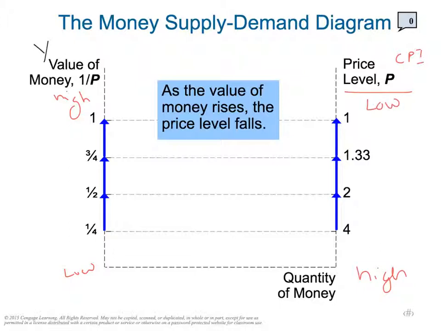Now, a lot of students ask, how did we get the numbers over here on the price level? It's simple if you think about it, because the value of money is 1 over the price level. Imagine that we start off right here at $1. If the value of money is $1, that means $1 buys $1's worth of stuff in the marketplace. So we'd have 1 over 1, and if we follow that across, 1 over 1 is equal to $1.